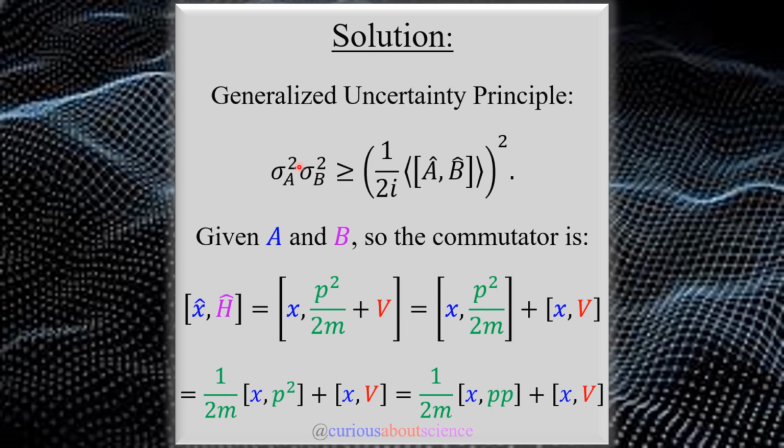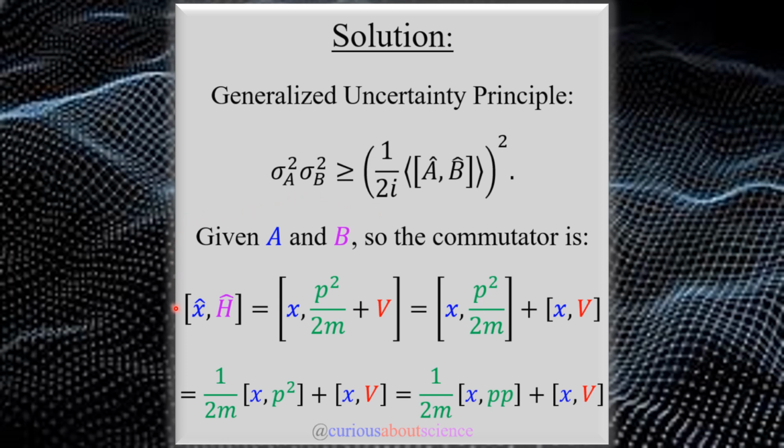Here we have sigma A, sigma B, both squared, are greater than or equal to 1 over 2i, expectation, the curly brackets, of the commutator of the operators A and B respectively. And of course squared. Eventually we'll take the square root, no big deal. Here we're given A and B in the question statement, so we need to focus on the commutator bracket before we can simplify anything else in the expression down.